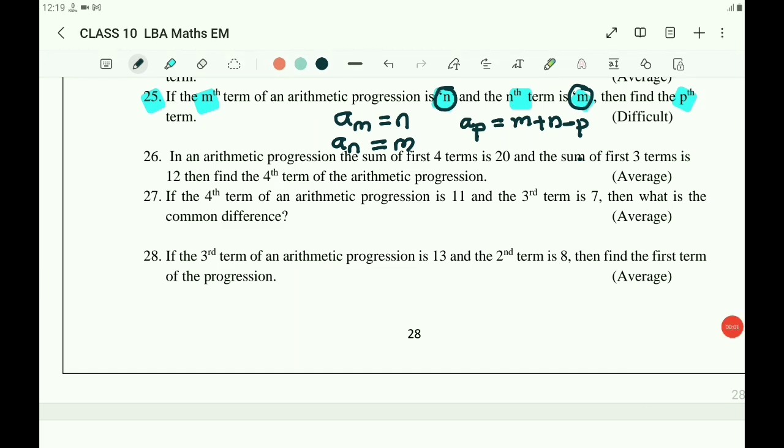It must be about a 2 marks question, but here it is given for 1 mark. So directly you can write the answer: AP is equal to m plus n minus p. So then you can write the pth term equals m plus n minus p.